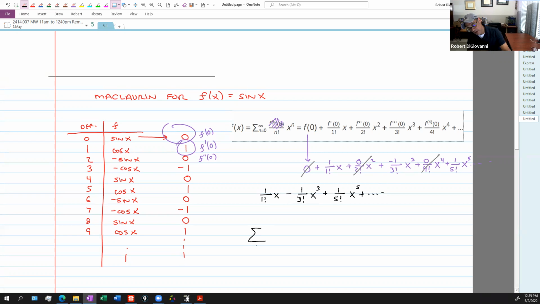This written in sigma notation needs to alternate starting positive. So there's my alternating. I need x to odd powers starting at 1. So I do 2n+1. Remember, this is way back early chapter 8. If I want to create the powers 1, 3, 5, 7, I'm going to use 2n+1 because n starts at 0. And then on the bottom, these are all factorials. They're also odd numbers starting at 1. So I'll do (2n+1) factorial. That's your Maclaurin series for sine.